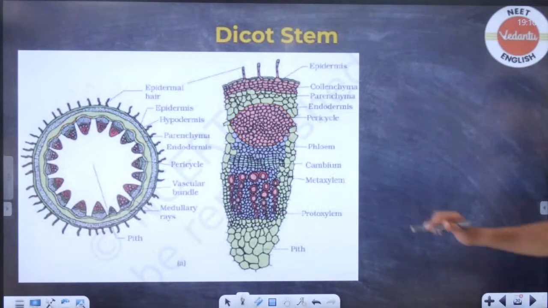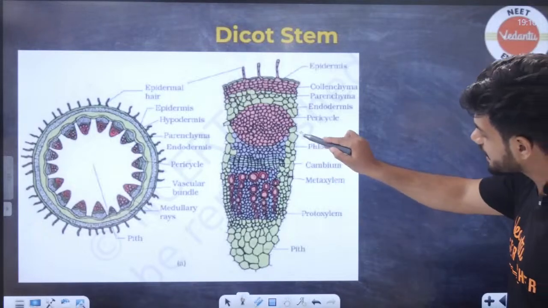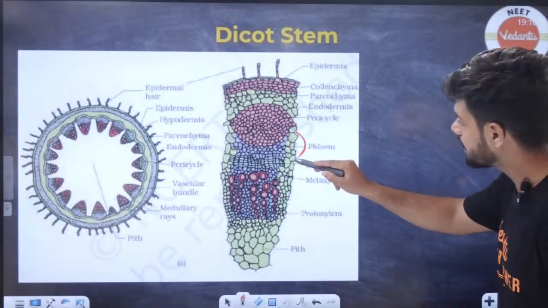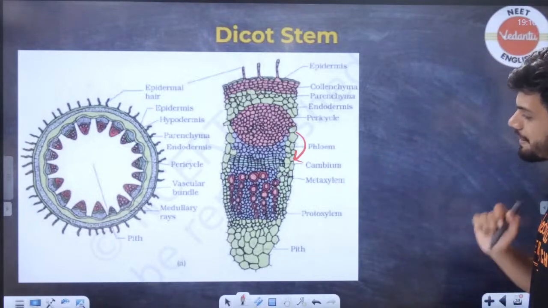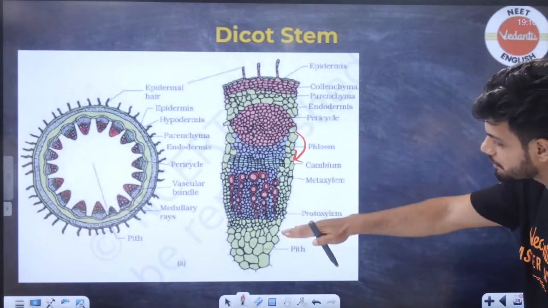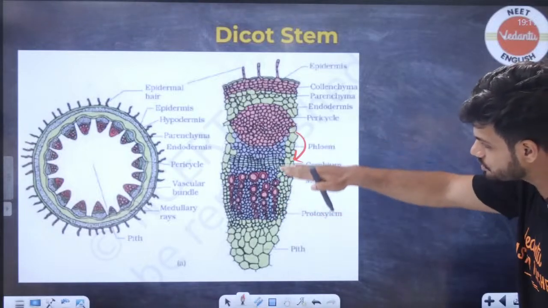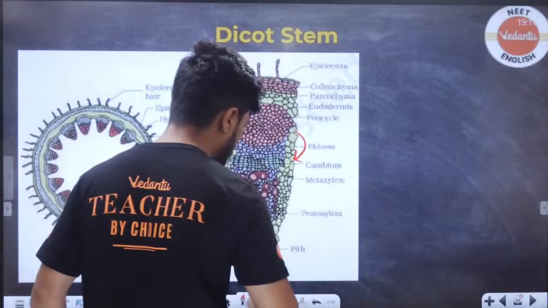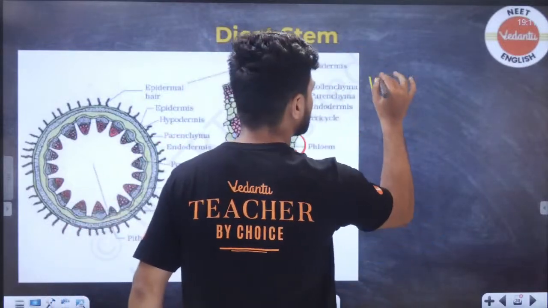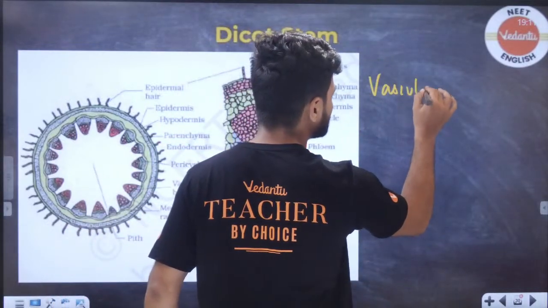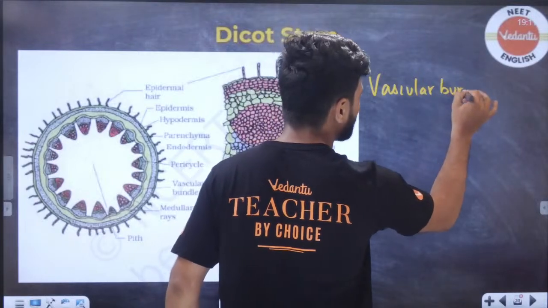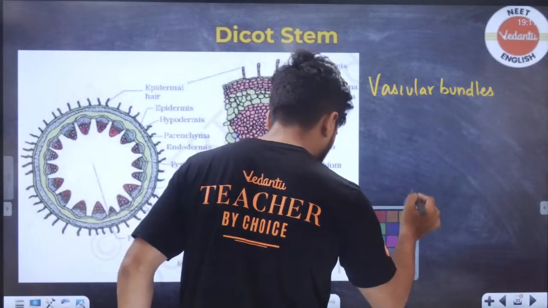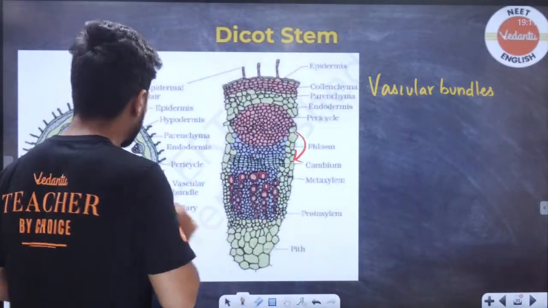Now, students, pericycle is over. Now, what is present inner to the pericycle right now? Inner to the pericycle is the entire vascular bundles. Entire vascular bundles present right here. Can you see? Yes. Inner to the pericycle, we have the vascular bundles.